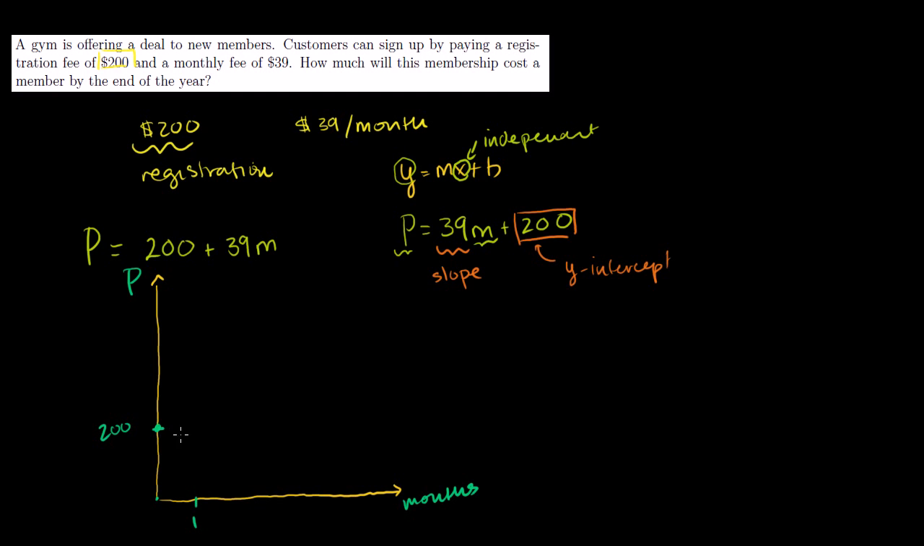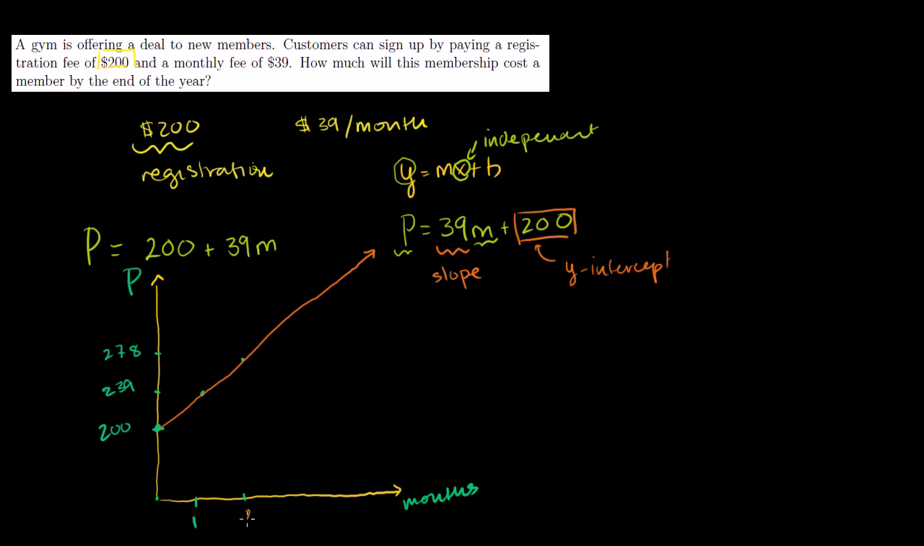So after 1 month, how much are we going to have to pay? Well, our slope is 39. So if we move 1 month forward, we're going to go up by 39. So that will be 239. And if we go another month, it'll be 278. This is kind of a weird labeling of an axis, but I think you get the idea. The graph of how much it'll cost us per month will look something like this.